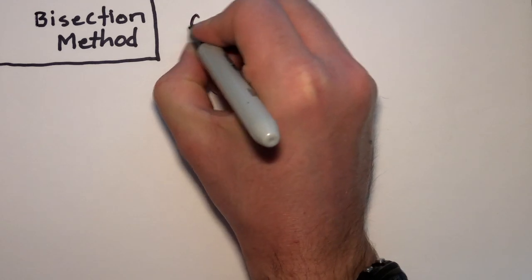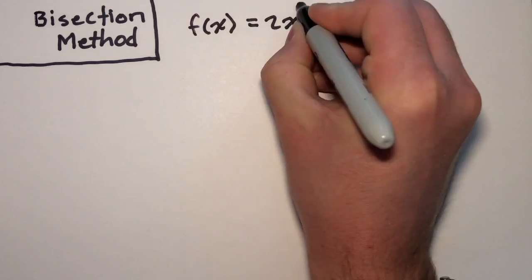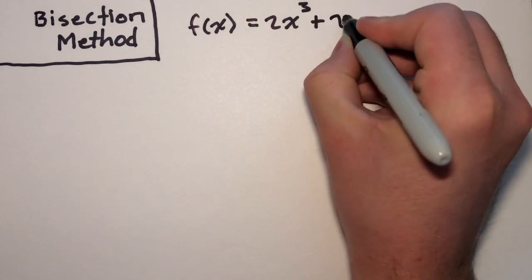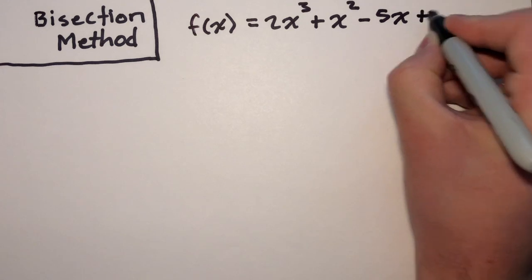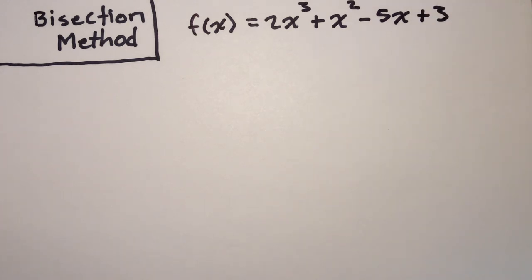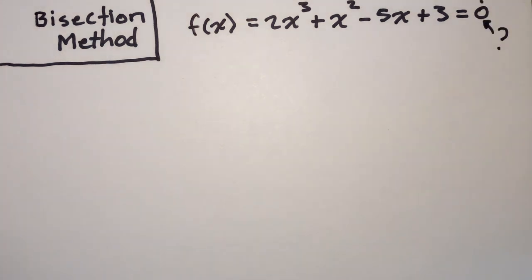So for example, if we had the function f of x equal to 2x cubed plus x squared minus 5x plus 3, and we wanted to figure out what value of x made that equal to 0, that problem is a root finding problem.